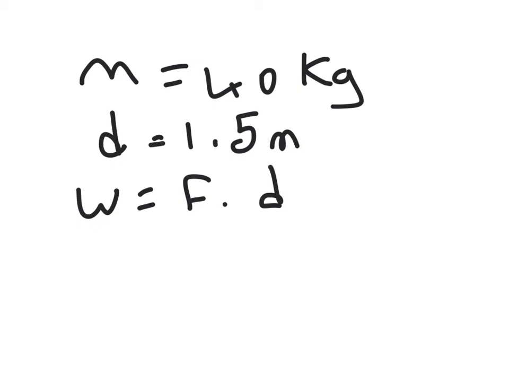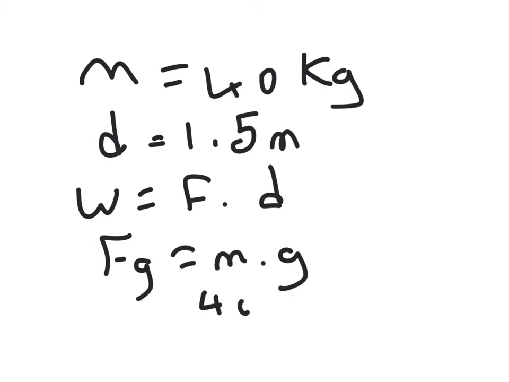What's the formula for force? Force of gravity is equal to what? M times G. So F of G is equal to M times G. What's the mass? 40. What's G? So now I have 400 newtons for your force.